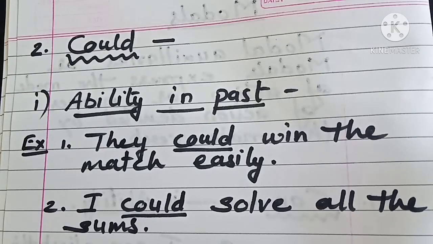Now the next modal auxiliary is could. Could is the past of can, but still it expresses some modes of action. We'll see what the uses of could are. The first use of could is ability in the past. It is just like can, which expresses ability in the present, but here, because it is the past of can, it expresses ability in the past.